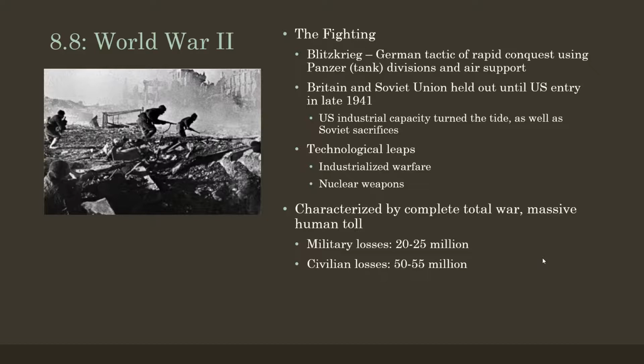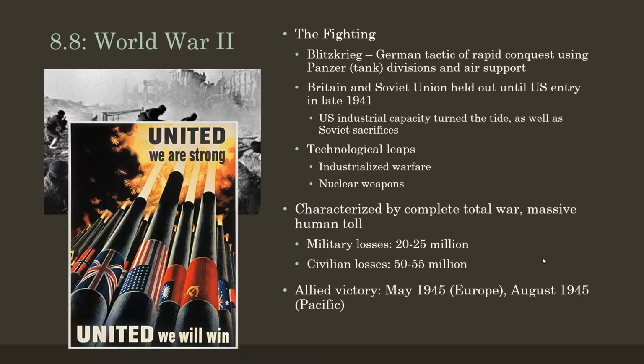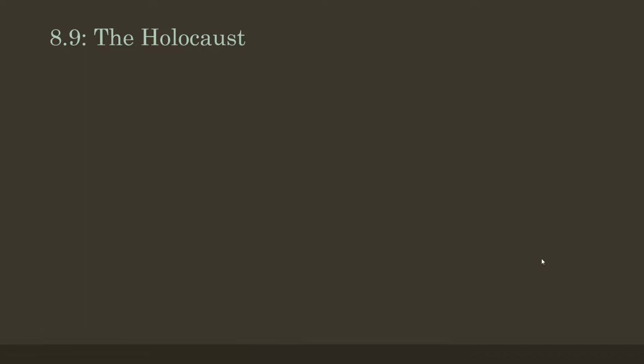30 years for Russia and the Soviet Union. Between 1914 and 1945, Russia and the Soviet Union is going to lose something like 60 million people. Just incredible. Well, we know this. The Allies win, May of 1945. Europe, Germany is defeated. Italy is defeated before that, but Germany is defeated in May of 1945, and in August of 1945, the war is over in the Pacific.